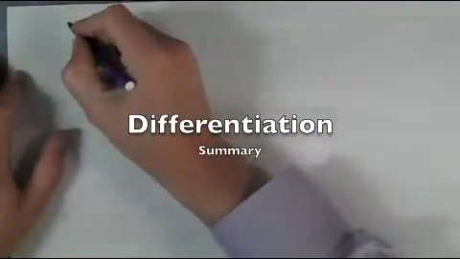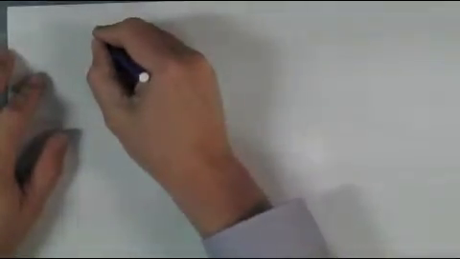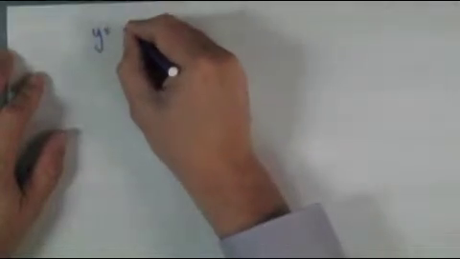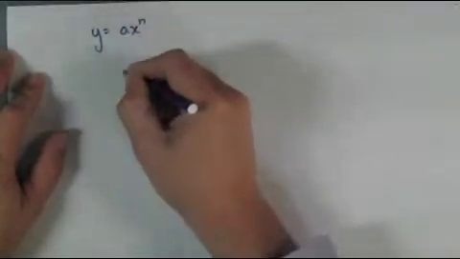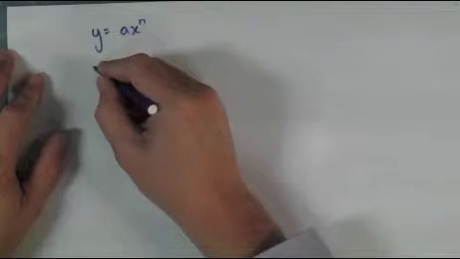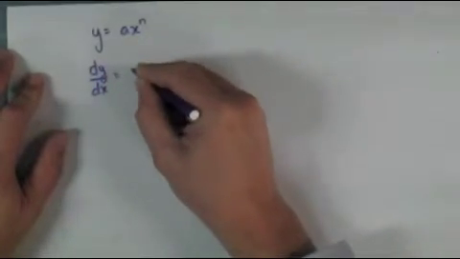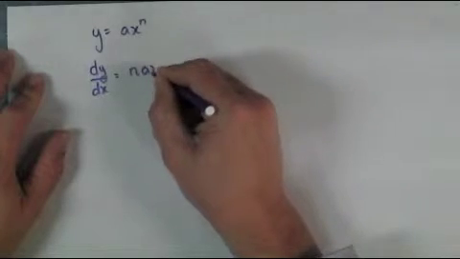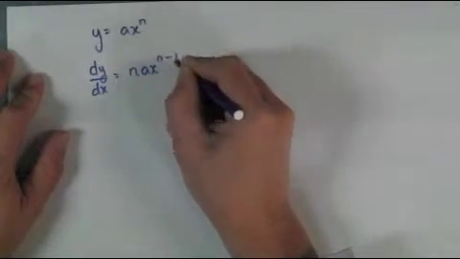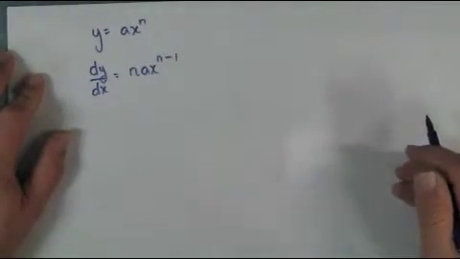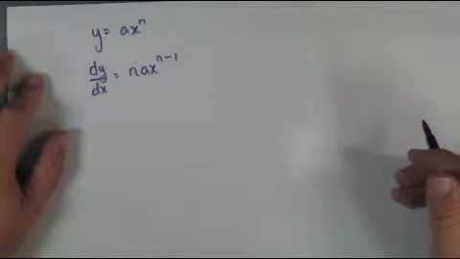Let's look at the rules we use for differentiation. If I have a function y is equal to ax to the power of n, then the derivative of this, dy/dx, is given by n times ax, and then I reduce the power by 1. Now this is the standard rule for differentiation that you have.